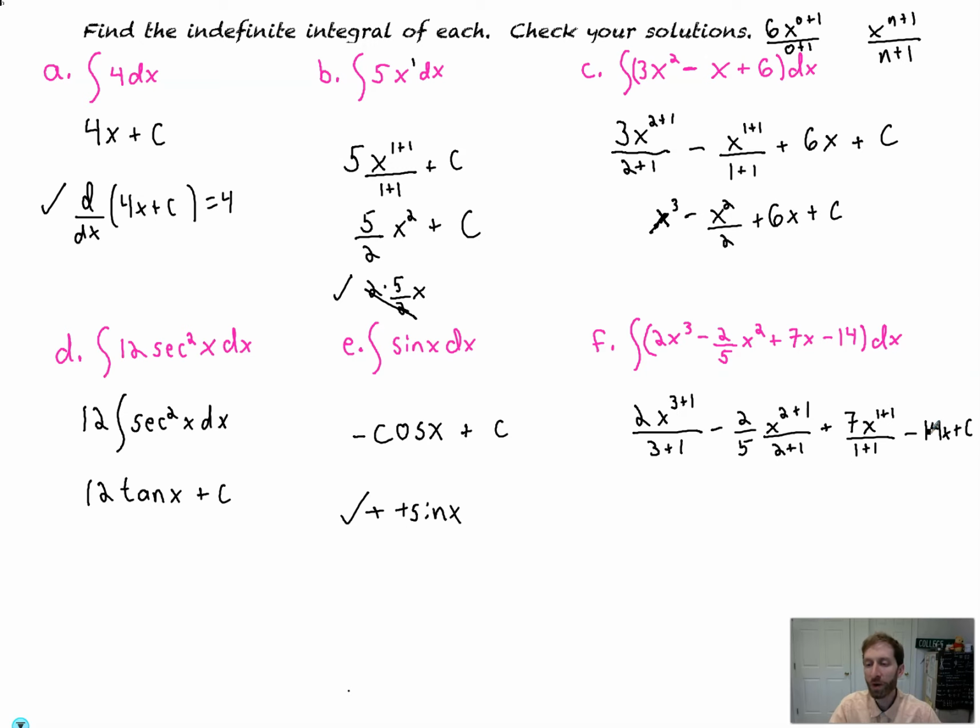Okay, anyway, we've got this to simplify down. So you've got now 2x to the fourth over 4. The 2 over 4 simplifies to 1/2 x to the fourth. This becomes a 3 times the 5 in the denominator is a 15. So that's 2/15 x to the third. This will be 7/2. 7 over 1 plus 1, x squared, minus 14x plus c. And that's all we got.